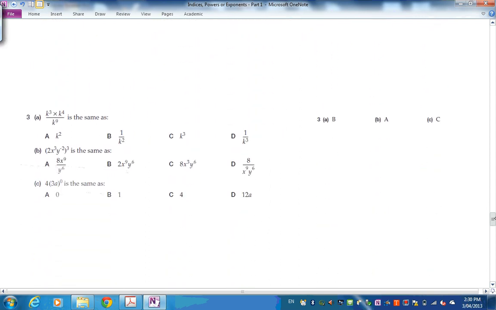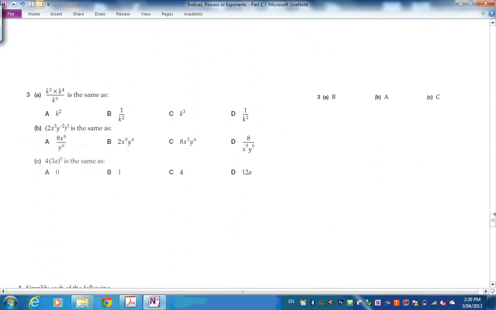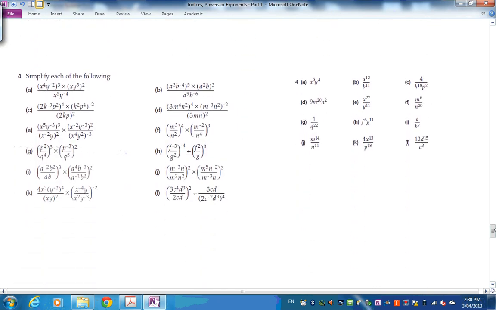Moving on. Question 3, same rules, got a few K's in there instead of numbers. Okay, so check that out, pause it and have a go. Question 4, getting a little bit harder, a bit of a mixed bag here. Same thing, lots of brackets, do the brackets first and see if you can come up with these answers as you go. Pause it and have a go.